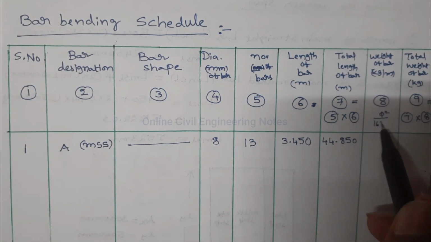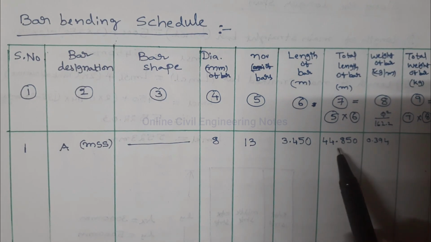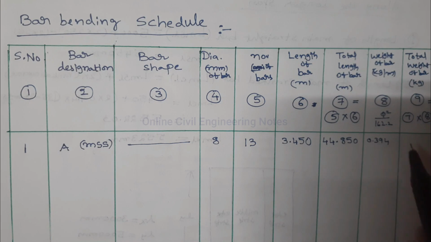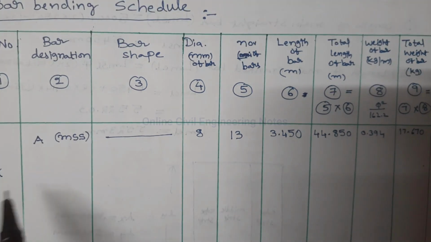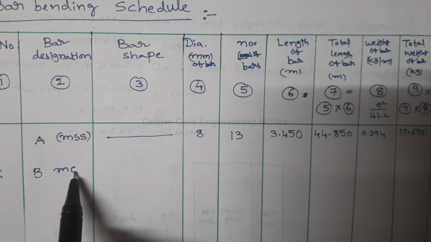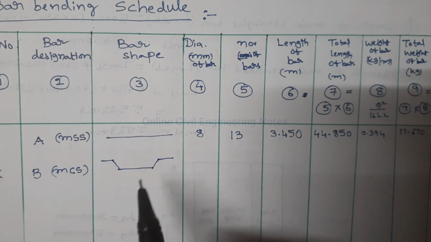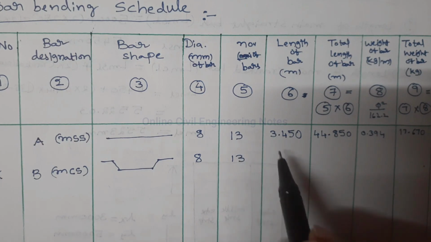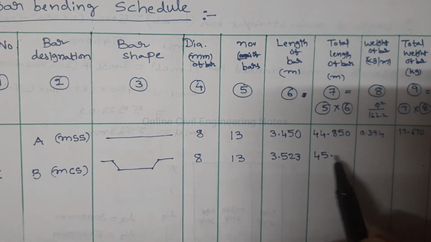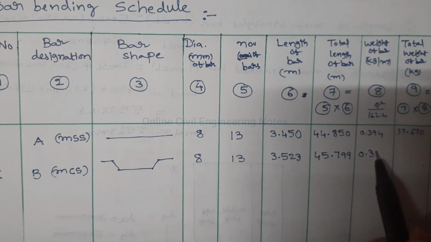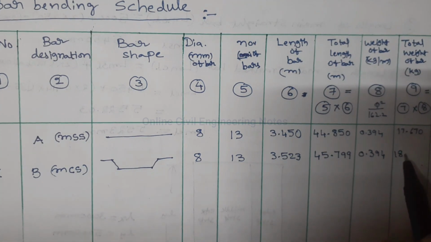8 square by 162.2 is 0.394. Total weight of the bar is equal to total length of the bar into weight of the bar kg per meter, 17.670. Second bar is B bar, main cranked bar along shorter span. Crank on both sides, 8 mm dia, 13 numbers, 3.523 meters, 45.799, 0.394. Total weight is equal to 45.799 into 0.394, 18.044.